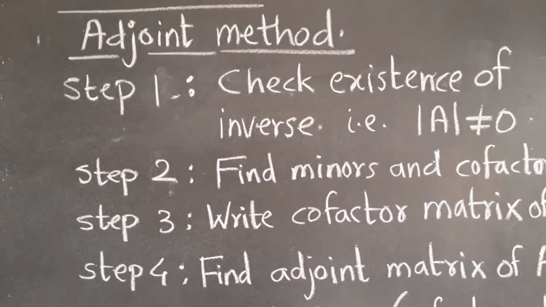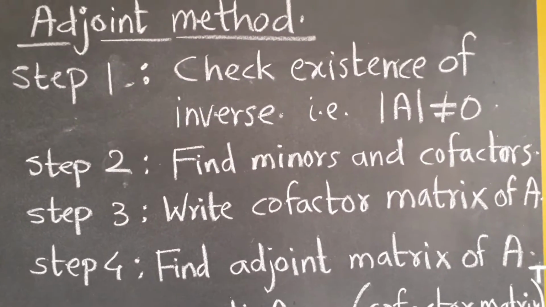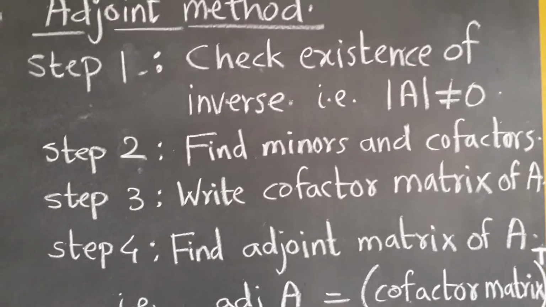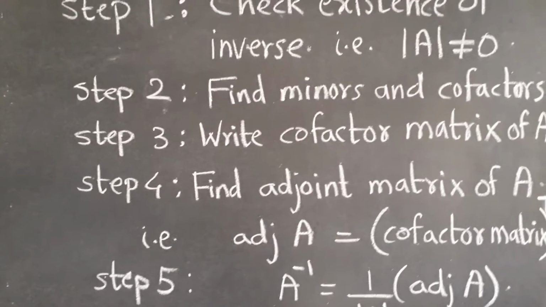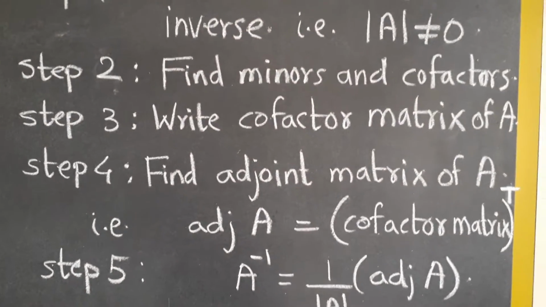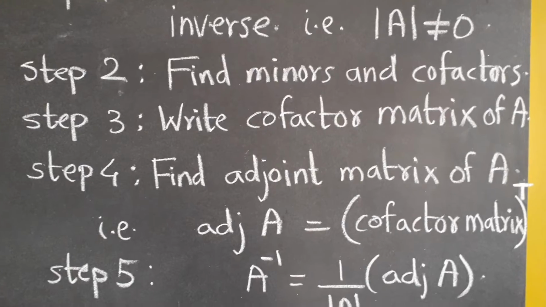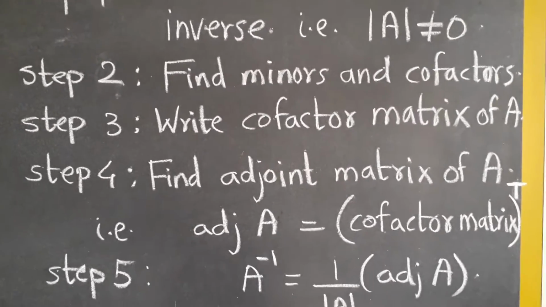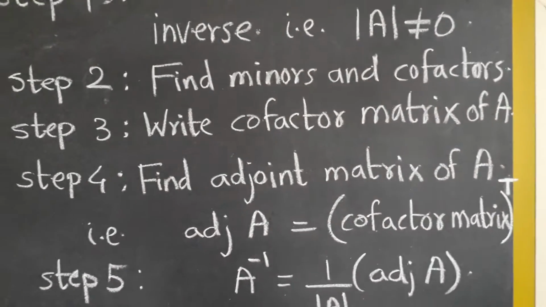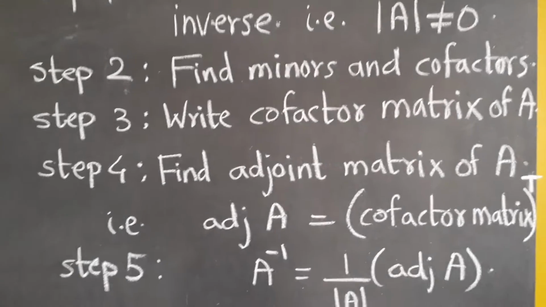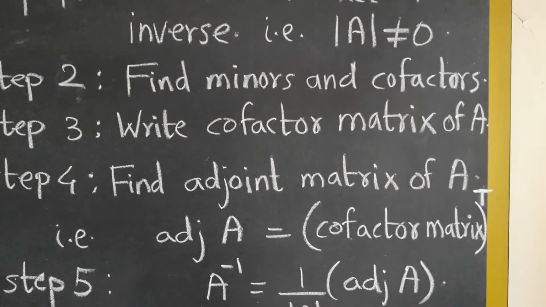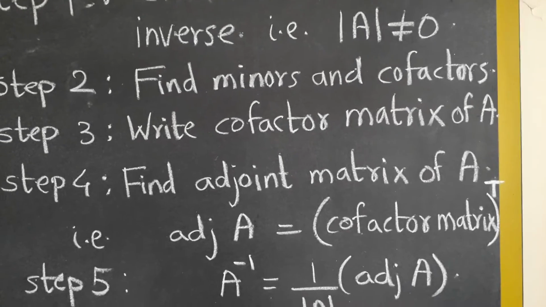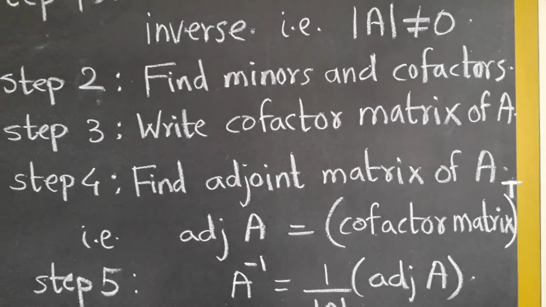Step 4. We will find the adjoint of the matrix A. The adjoint of the matrix is given by the formula adj A. Adj is the short form for the adjoint matrix. So adj A, the adjoint of A, is nothing but the transpose of the cofactor matrix, which we have already found in step 3.